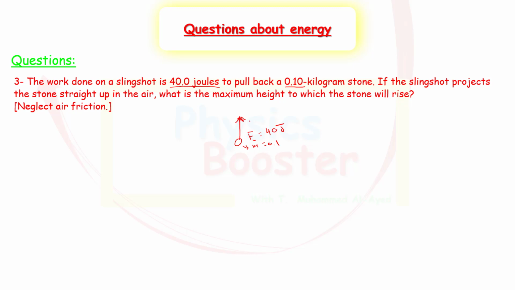But the simple idea here is all the energy that was given to the rock by the slingshot will be transformed into potential energy. So I can say that the potential energy is equal to m multiplied by g multiplied by h. Now, the potential energy inside the rock is going to be 40 joules. This is equal to the mass, which is 0.1, multiplied by g, which is 9.8, multiplied by the height, which is unknown, because it's asking me what is the maximum height to which the stone will rise.